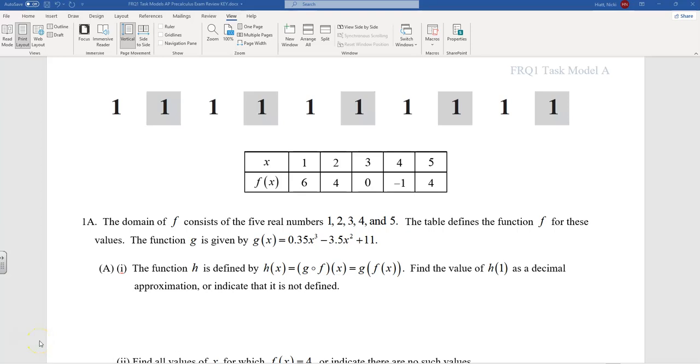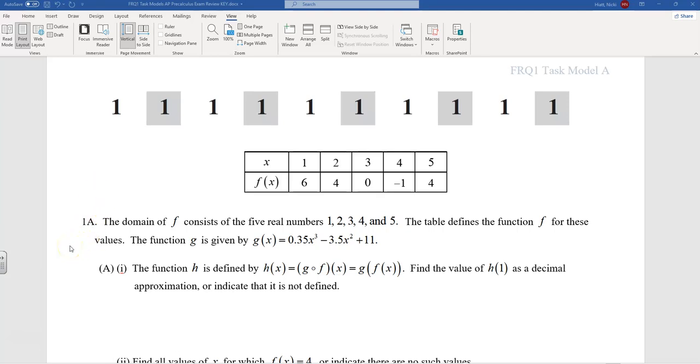This question is an example of what you might see on the first free response question on the AP Precalculus exam. So we'll go through this together to get an idea, and then you're going to do question 1B for your homework.